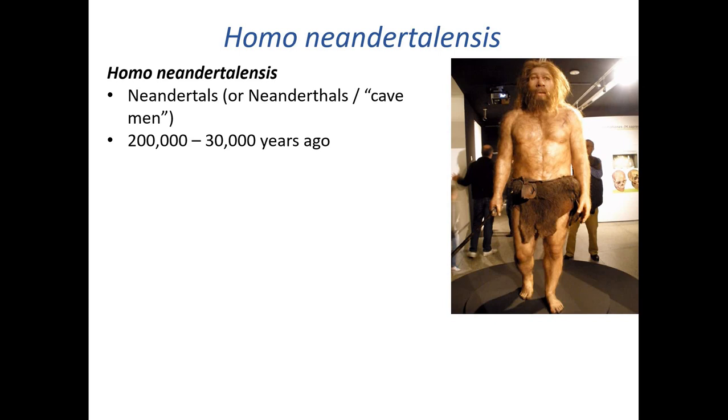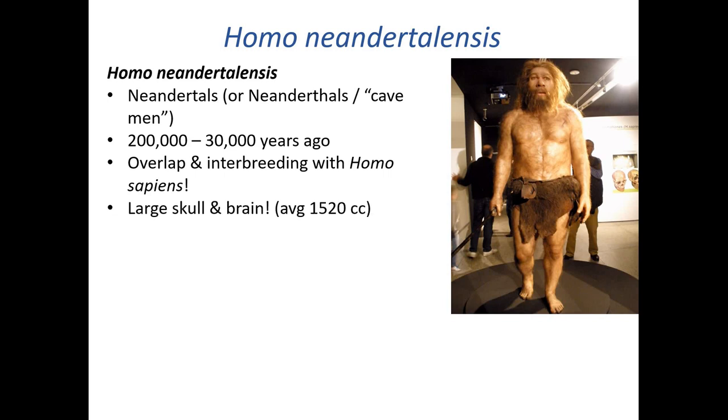So Homo neanderthalensis existed from around 200,000 to around 30,000 years ago. So obviously they had significant overlap with Homo sapiens, and they actually even interbred with Homo sapiens. So there's evidence that some of our genes actually derive directly from Neanderthals, which is really interesting. Neanderthals also, like us, had a very large skull and brain, and the average Neanderthal's brain size is around 1,500 cubic centimeters, which of course is significantly bigger than habilis or erectus, etc. And so Neanderthals were probably pretty smart.